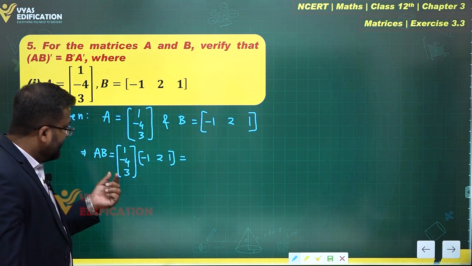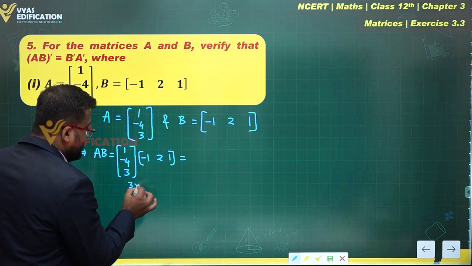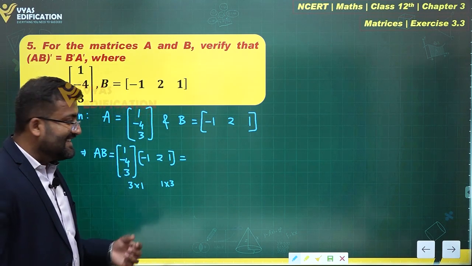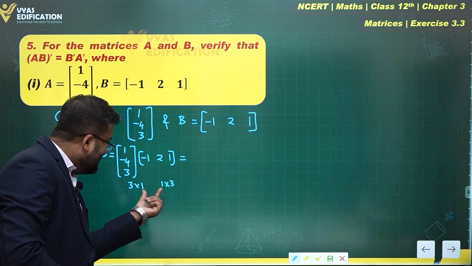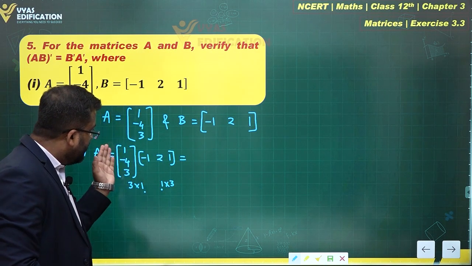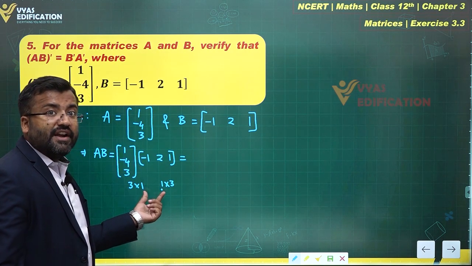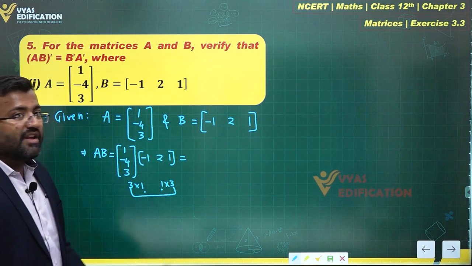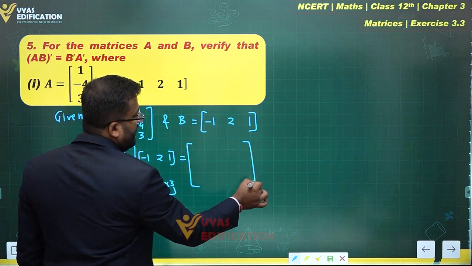For multiplying, this is a 3 by 1 matrix and this is a 1 by 3 matrix. Does this matrix product exist? Yes, these two numbers are the same. That is, the number of columns in the first will be equal to the number of rows in the second. And therefore, the matrix product exists. What will be the final order of the product? The final order would be 3 by 3. So we will get a 3 by 3 matrix, a big matrix.